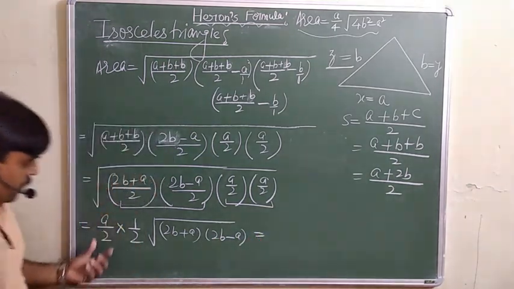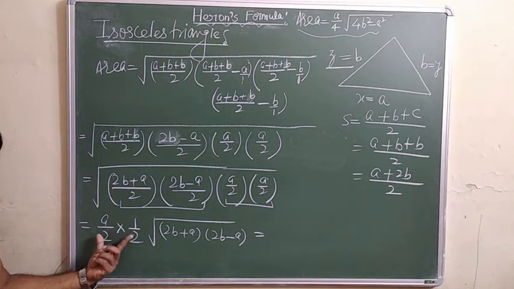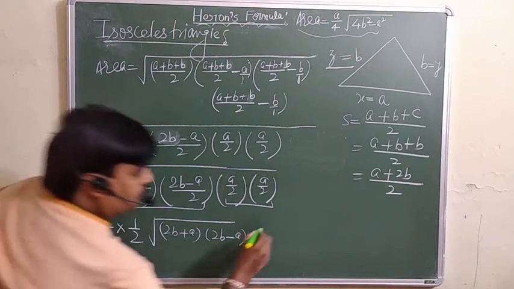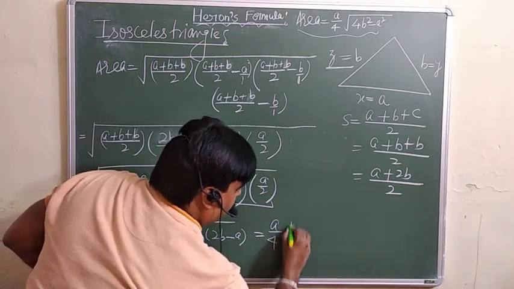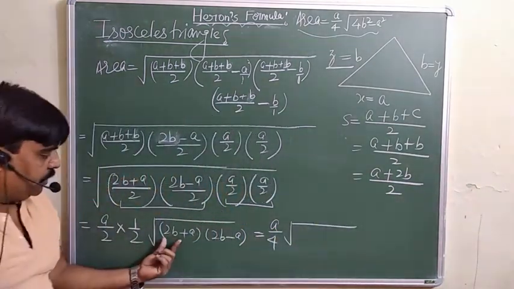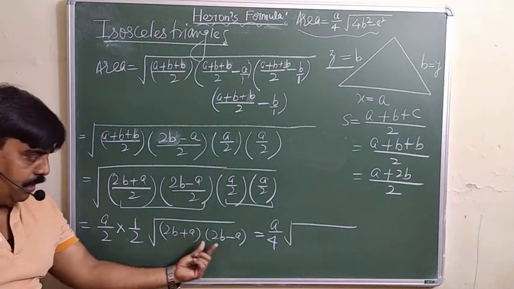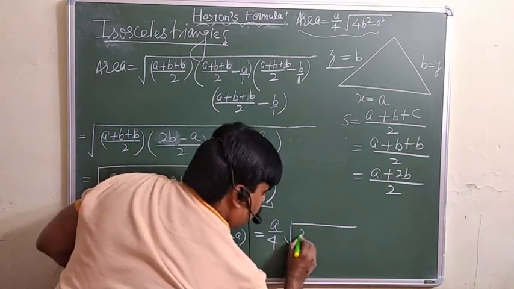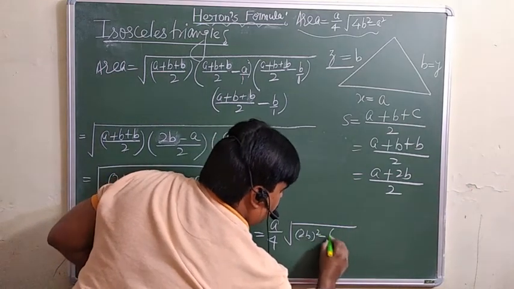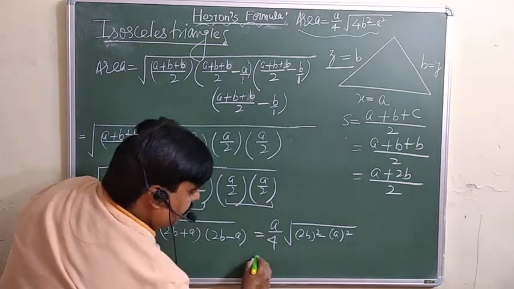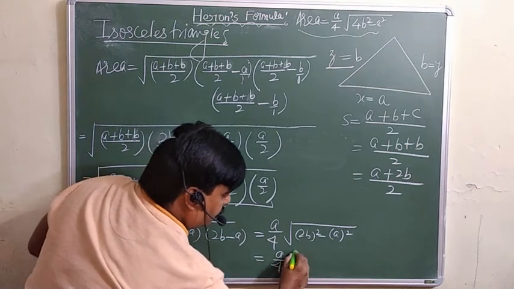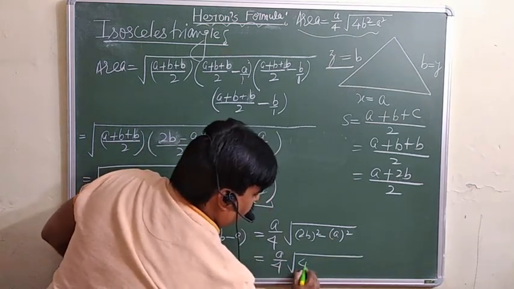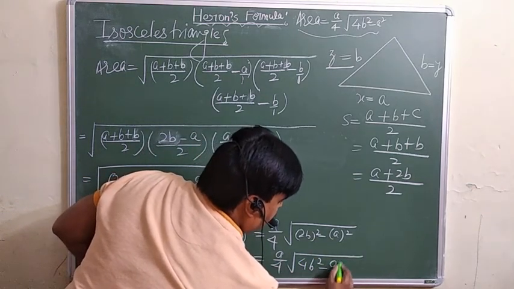So this is A into 1, so A over 2 into 2, 4. So this is your A by 4 under root. This is A plus B into A minus B, so A square minus B square you can do. So you will get 2B whole square minus A. So finally you are getting A over 4 inside the radical sign, 4B square minus A square.